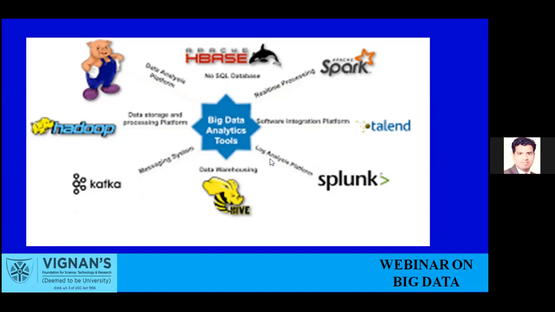And Splunk tools can be used for log analysis, right? So how many transactions happen per day in the banking sector? For that, they can use Splunk kind of tools. And this is Talend software, which is basically used for data integration purposes. So these are different types of tools available in big data analytics.